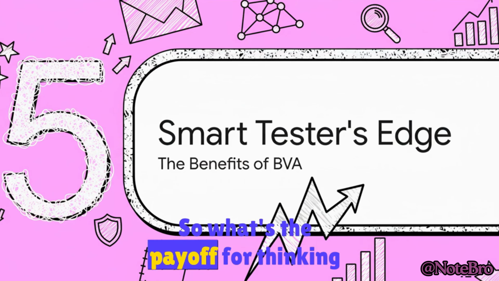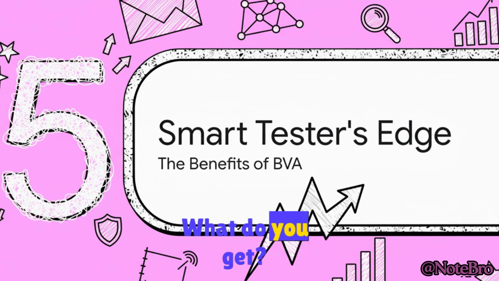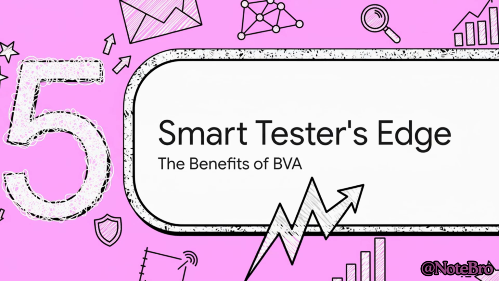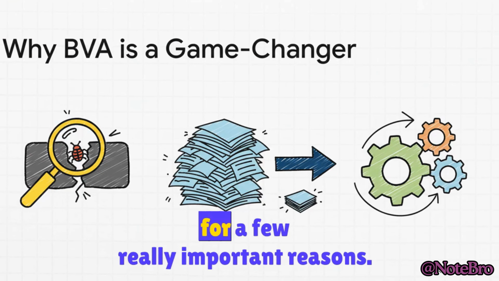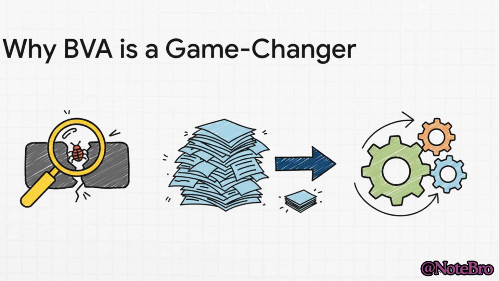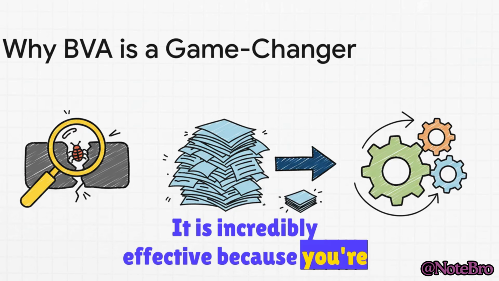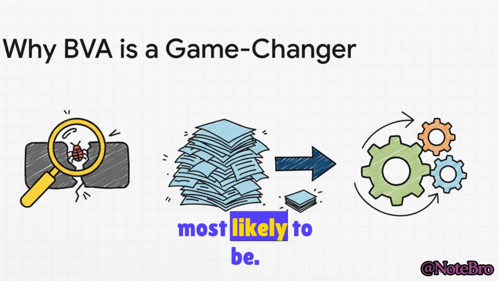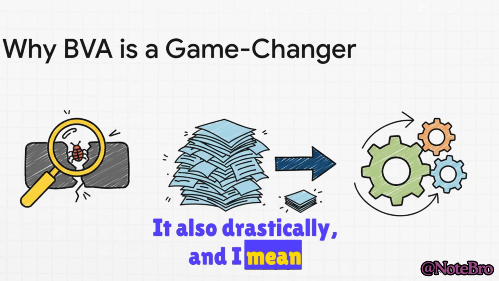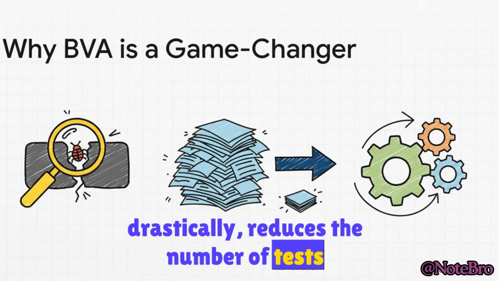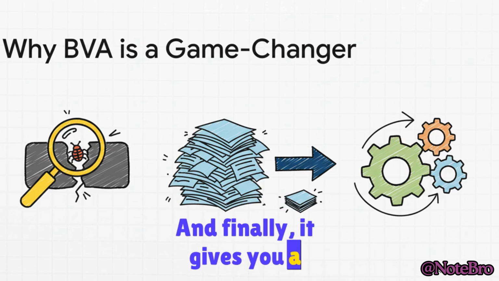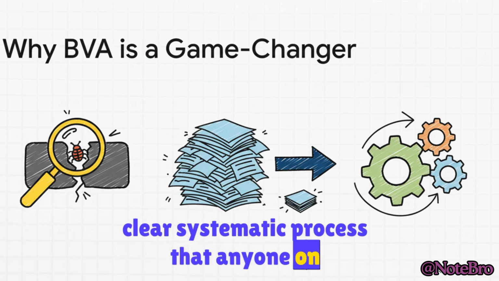So what's the payoff for thinking this way? What do you get? Well, you get what we can call the smart tester's edge. BVA is a total game changer for a few really important reasons. It is incredibly effective because you're fishing exactly where the fish are. You're looking for bugs where they're most likely to be. It also drastically, and I mean drastically, reduces the number of tests you need to run, which saves a ton of time and money.